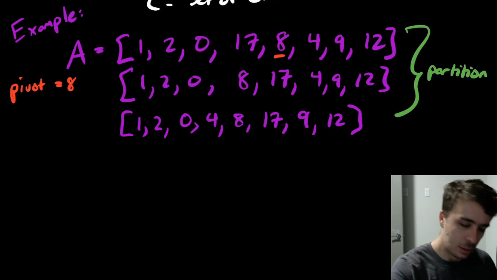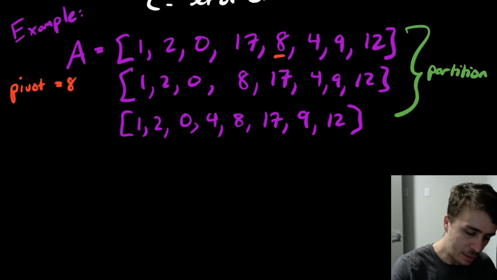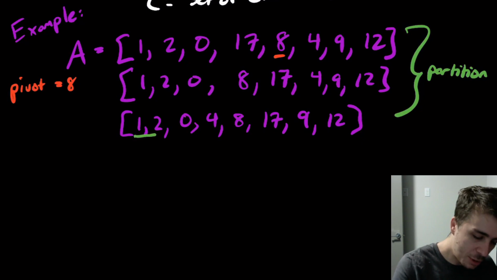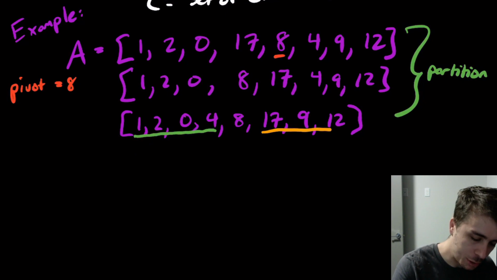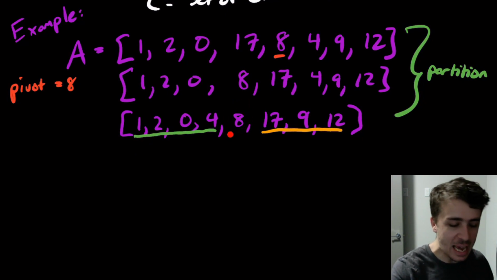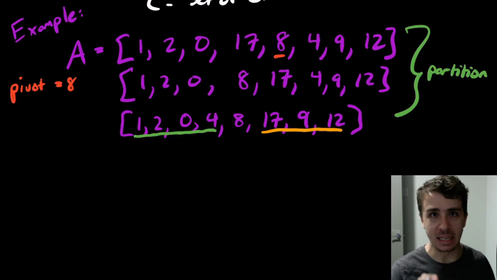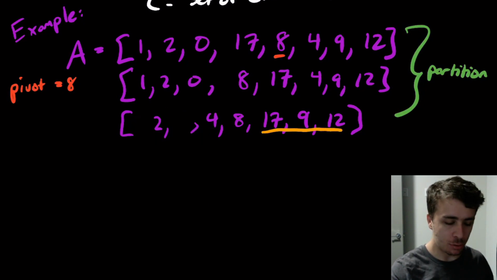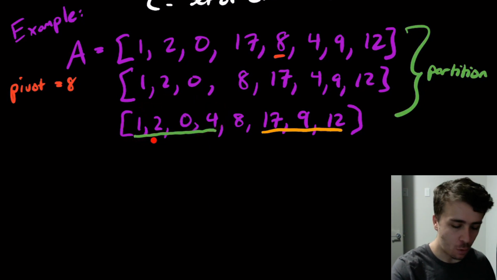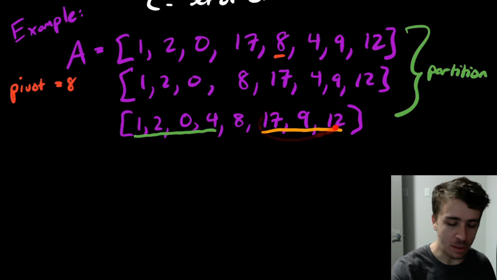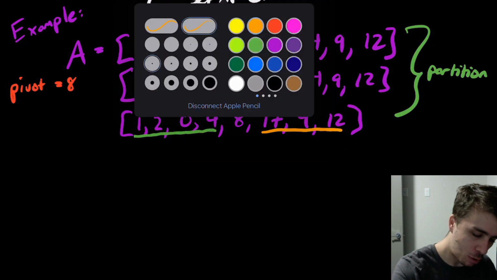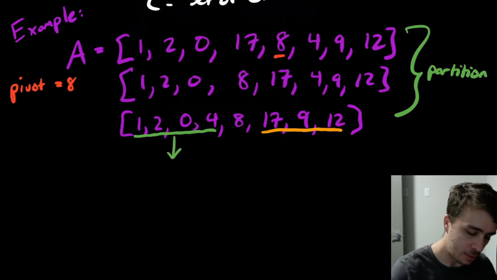Okay, so now what we need to do is, well, we need to recursively work with this piece and then recursively work with this piece, because the 8 is in the right place. The 1, 2, 0, and 4, they're not obviously in the right order, but they're in the right section. And similarly with these 3 over here. So let's work with this piece right here.